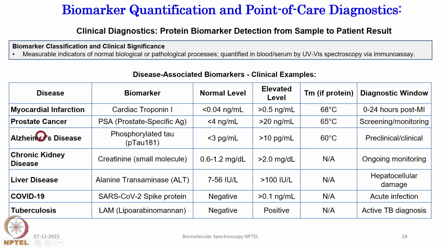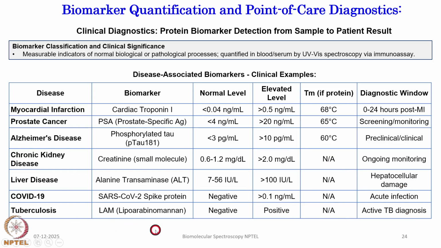Similarly, for CKD, chronic kidney disease, the creatinine level goes up, which is typically measured, and monitoring can be done continuously when a person is coming for dialysis. You can measure the creatinine level by UV visible spectroscopy. For liver disease, the alanine transaminase ALT level can be measured. Then COVID-19, where spike protein was also used: how much spike protein is there, and normally it should be negative. In case of COVID infection, it increases, and that is for acute infection.